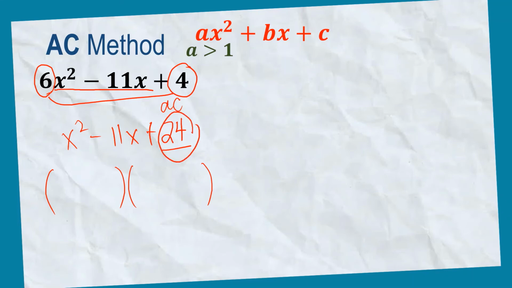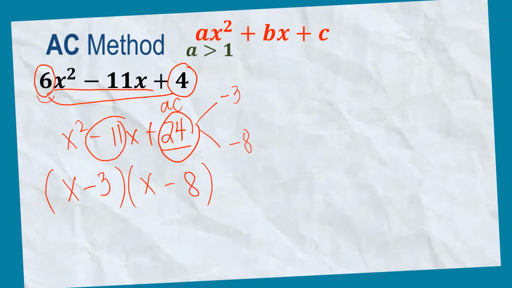Factors of 24 na ang sum po ay negative 11. We have negative 3 and negative 8. Since negative 3 times negative 8 is equal to 24, negative 3 plus negative 8 is equal to negative 11. So we have x minus 3 and x minus 8.